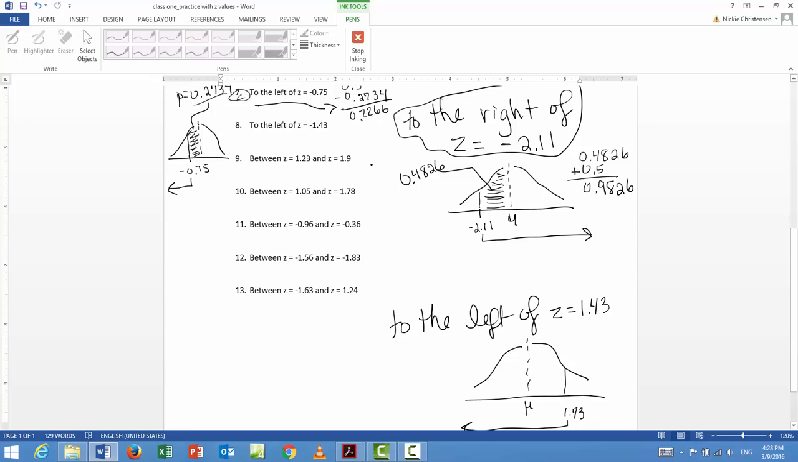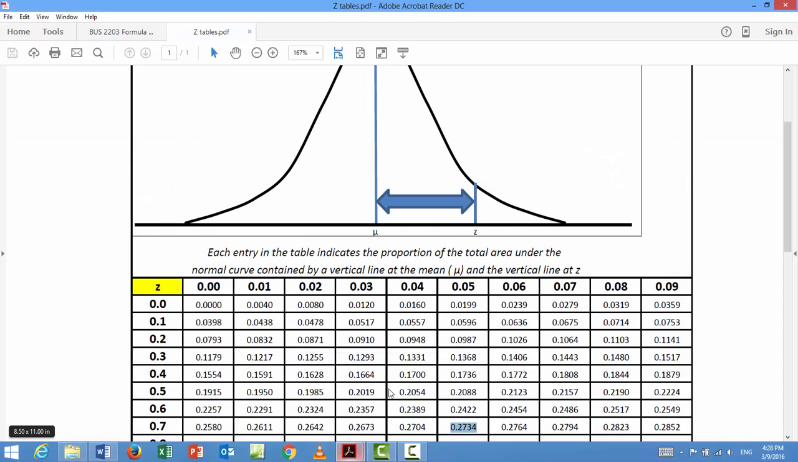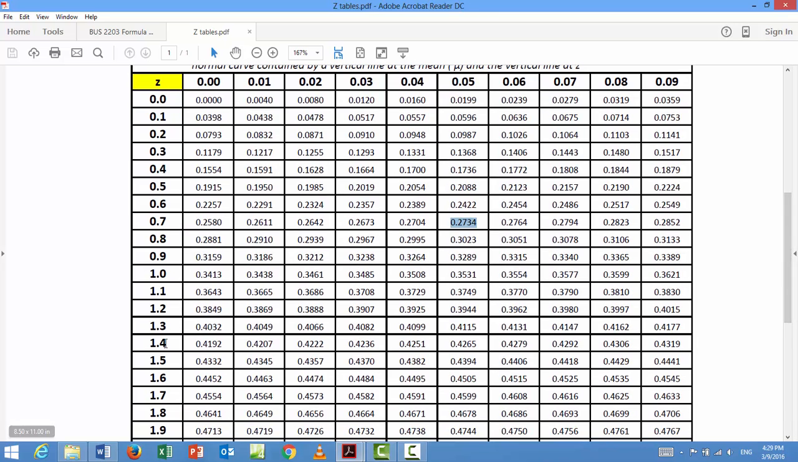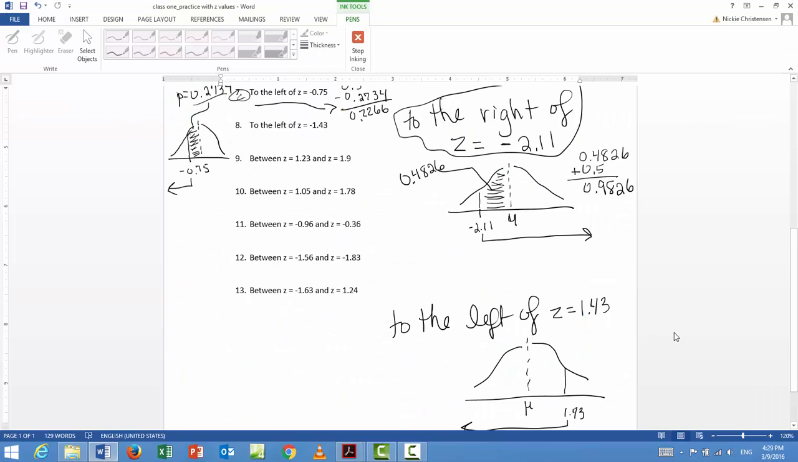Now, because of the symmetry of the table, we need to look on the table for this. Negative 1.43. Let's look on the table. 1.43. We'll find the 1.4 in this column, and then we'll go over 0, 1, 2, 3. So this is the p-score, 0.4236.